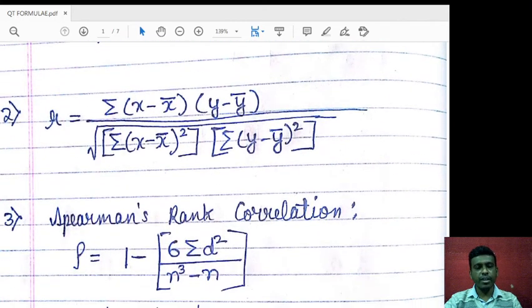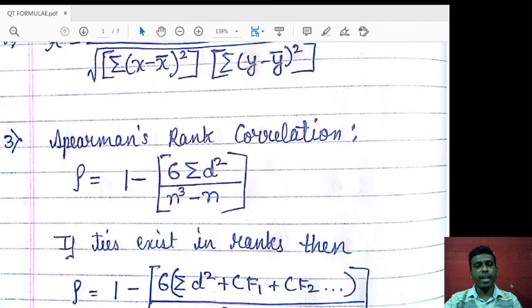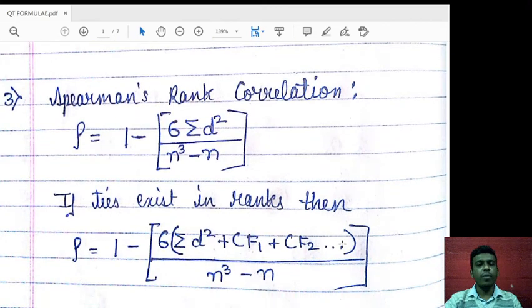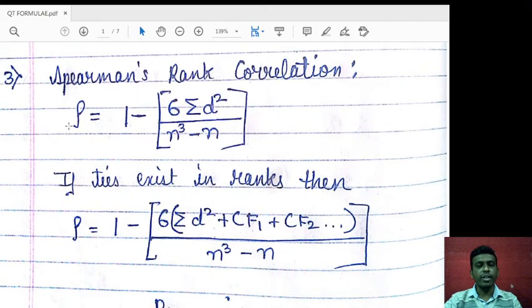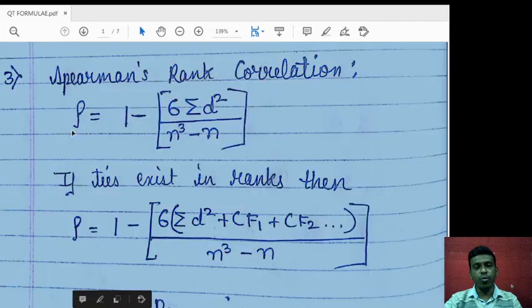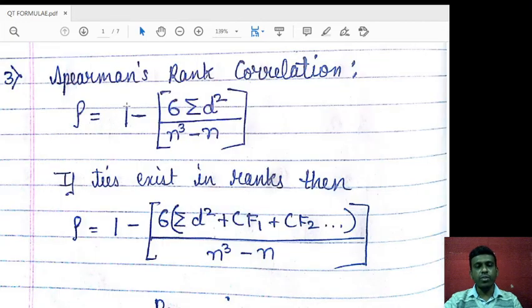So what is the formula for Spearman's rank correlation? The formula to find Spearman's rank correlation is rho, or capital R, equal to 1 minus, in brackets, 6 multiplied by summation d square upon n cube minus n, bracket complete. Remember, this 1 is separate, outside the bracket. First you have to simplify the bracket and find its value, and then take 1 minus the answer of this bracket.